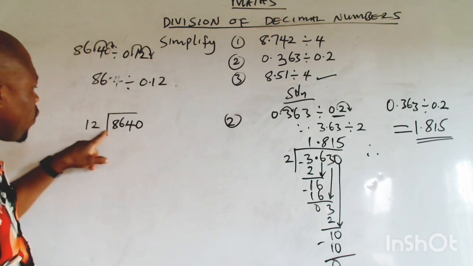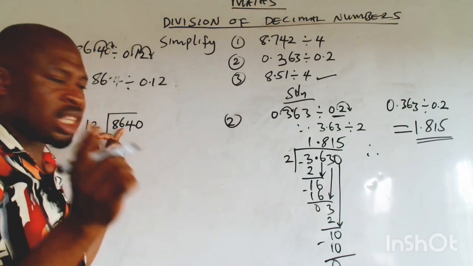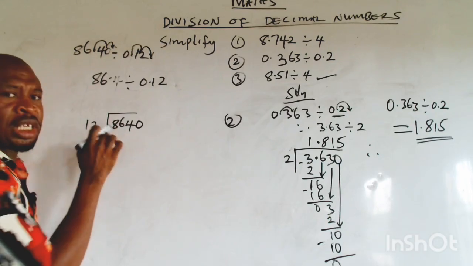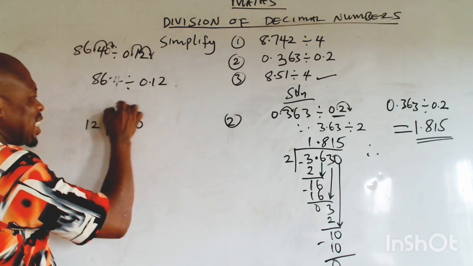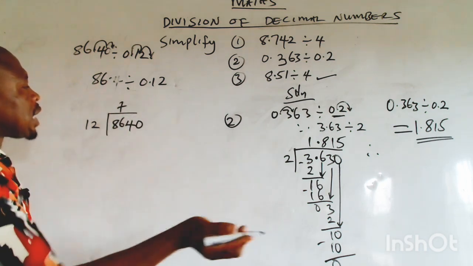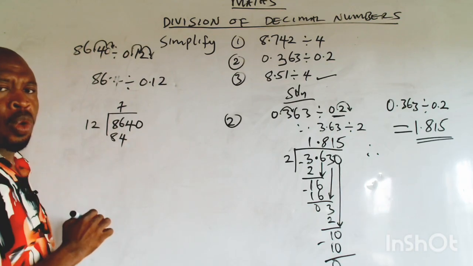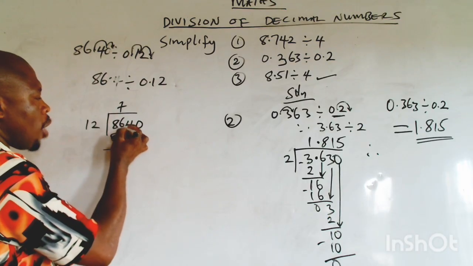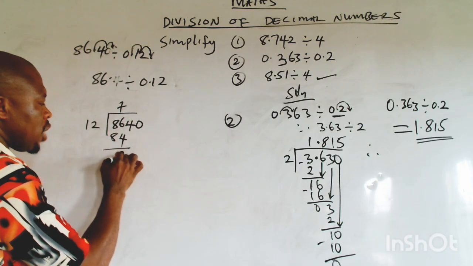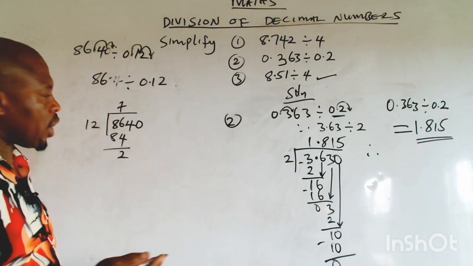Now, 12 cannot divide 8. Since 12 cannot divide 8, we take these two at the same time, which is 86. Now, 12 divided into 86 will give us 7. 7 times 12 will give us 84. Then you subtract. 6 minus 4 will give us 2. 8 minus 8 is 0.